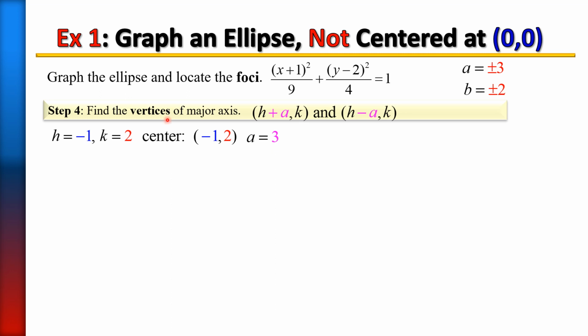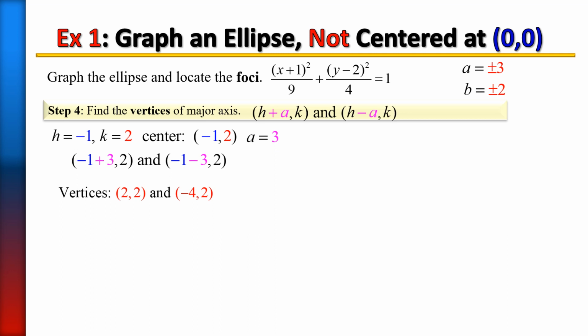Remember, to find the vertices for the major axis, you're going to combine a's value with the x value. So once we do that, the first new x value will be 2. For the other one, our new x value will be -4. So our vertices on the major axis would be (2, 2) and (-4, 2).